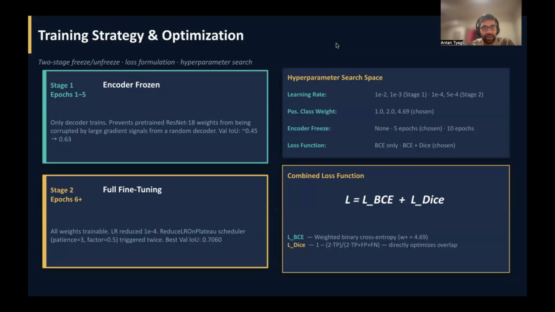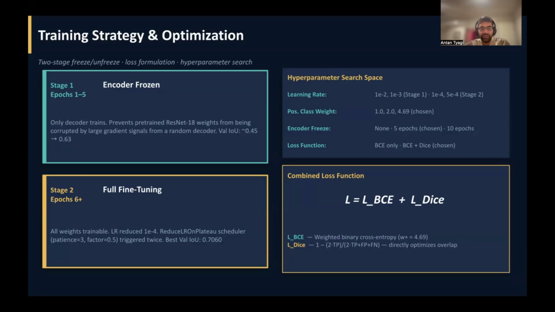Looking at training strategy and optimization. For the training of the U-Net, we follow a two-stage freeze and unfreeze procedure with a loss formulation and hyperparameter search. In stages 1 to 5, our encoder is frozen and only the decoder trains. This is because we want to prevent the pre-trained ResNet-18 weights from being corrupted by large gradients, which is due to the data that we have right now.